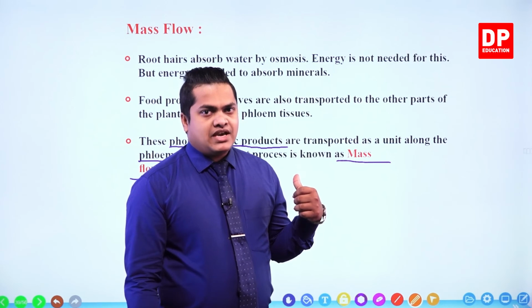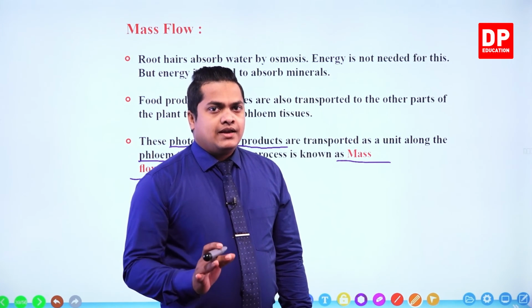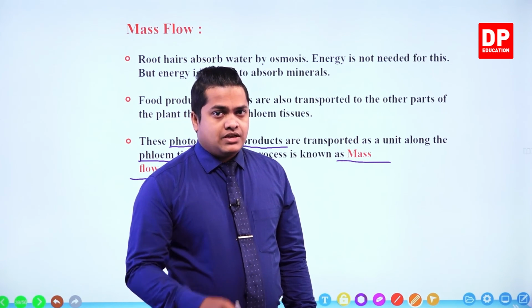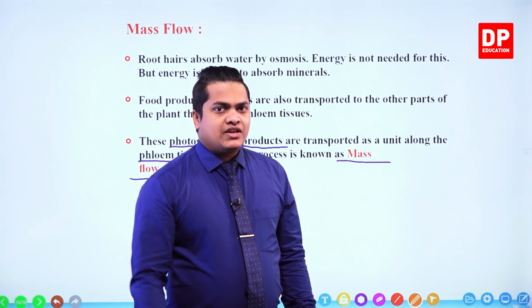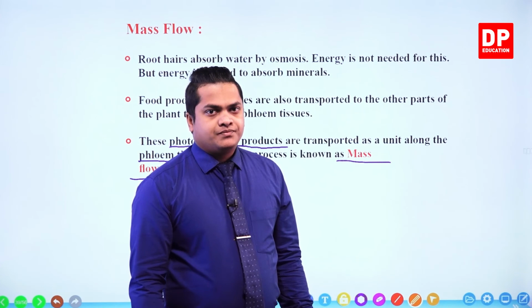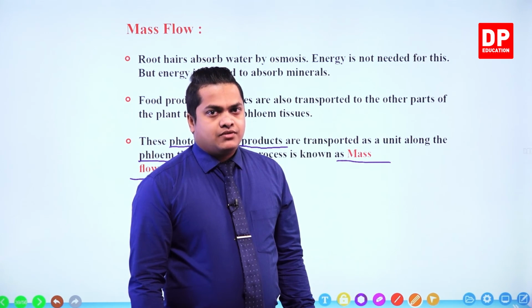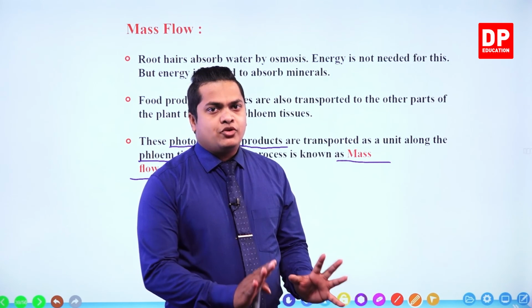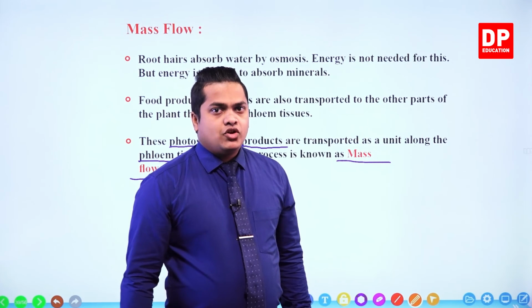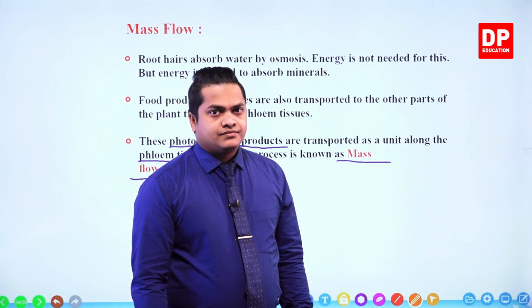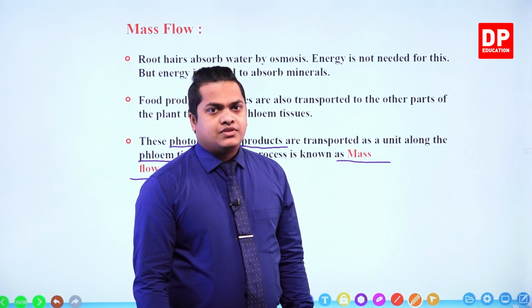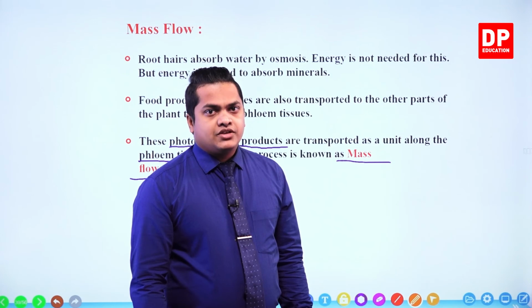Then the third one, mass flow. Mass flow happens during the absorption of minerals and in transporting photosynthetic substances from one place to another through the phloem tissue. In mass flow, energy is being utilized, but during osmosis and diffusion, energy is not utilized at all. So these are the three main transportation methods that we can observe within a plant, my dear children.